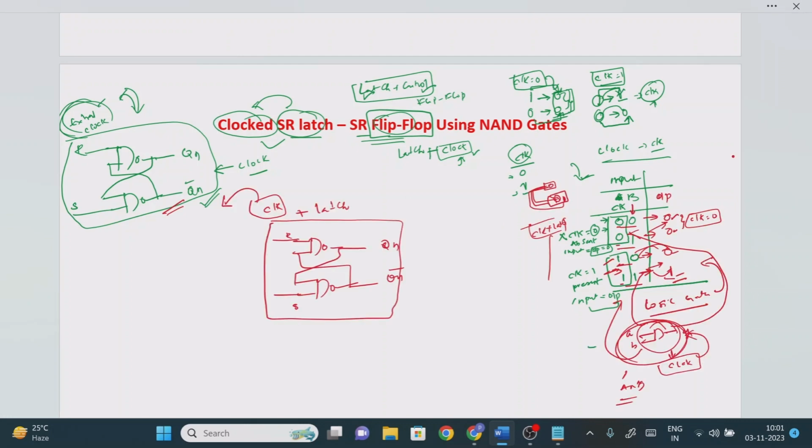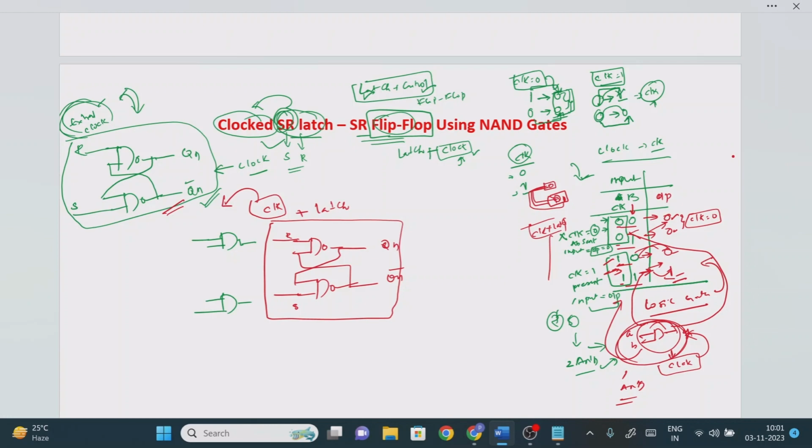Now the question is how many AND gates are required, because we have two inputs, reset and set. For that reason we will consider two AND gates. How many minimum input terminals should be there for an AND gate? 2 input terminals, right? So here also 2 input terminals. How many inputs do we have? 2 inputs, one for set, another for reset.